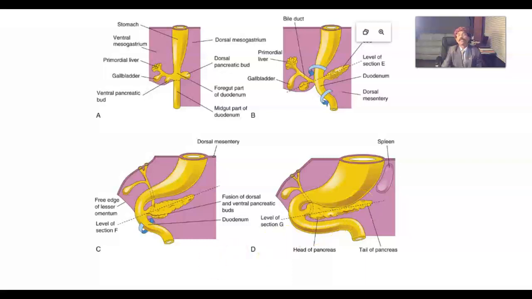You have to remember that both the ventral and dorsal pancreatic buds contribute to the formation of the uncinate process of the pancreas. The head of the pancreas is also contributed to by both the ventral and dorsal pancreatic buds. The body and tail are formed by the dorsal pancreatic bud.